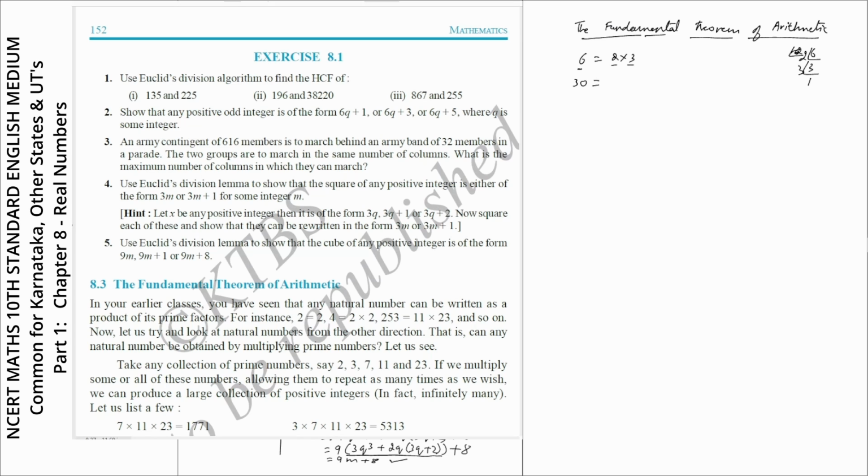If I factorize 30, 30 is divisible by 2. 2 1s are 2, 2 5s are 15. Again, 15 is divisible by 3. 3 5s are 15. Now 5 1s are 5. So 30 I can write as 2 into 3 into 5. Now you can see 2 is a prime number, 3 is a prime number, and 5 is a prime number. But 30 is a composite number.